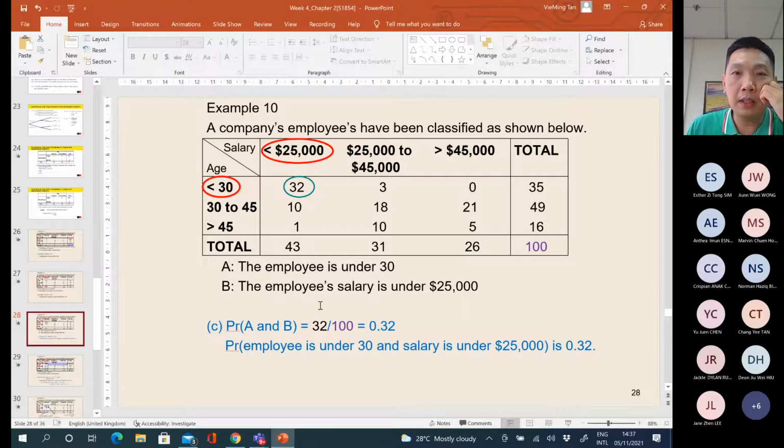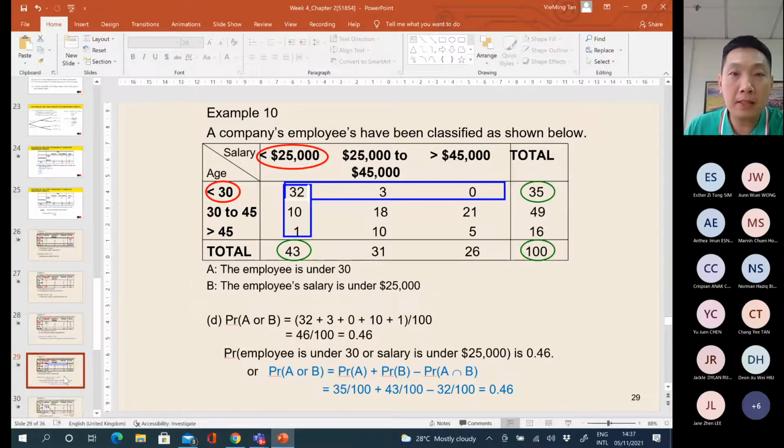So the numerator should be the cell whereby these two elements intersect. Below 30 is the event A. Similarly, below 25,000 is event B. So you go to check which cell intersects that has these two characteristics. Answer is 32. So 32 is the numerator. Denominator is N(S). This 32 actually is N(A intersect B). Then you'll get 32.